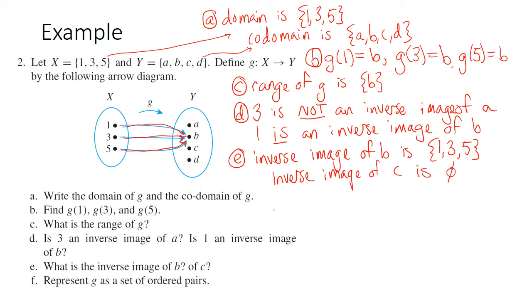Okay, and then finally part F, represent g as a set of ordered pairs. Here you're just making a list of all the inputs and the outputs as ordered pairs. So we have 1 goes to B, 3 goes to B, and 5 goes to B. This is how you could represent the function as a set of ordered pairs.